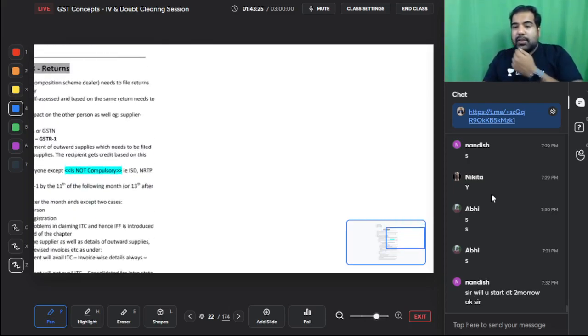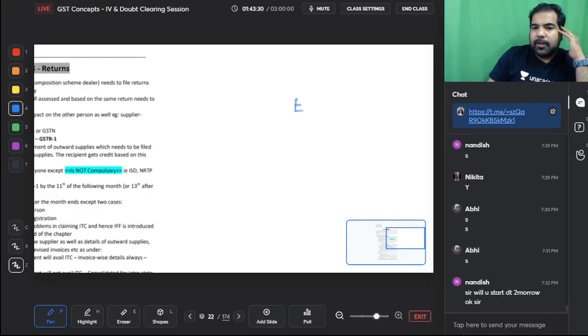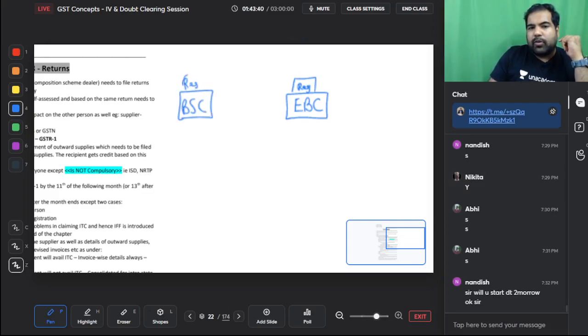Guys, returns are always filed to tell the government what you have done. So in GST, electric bike company, which is basically a registered supplier, battery supply company, which is also a registered supplier, we all have duties to file our returns, and our returns in GST don't just have an impact on our calculations, but they also have an impact on the others' calculations. Let's see.